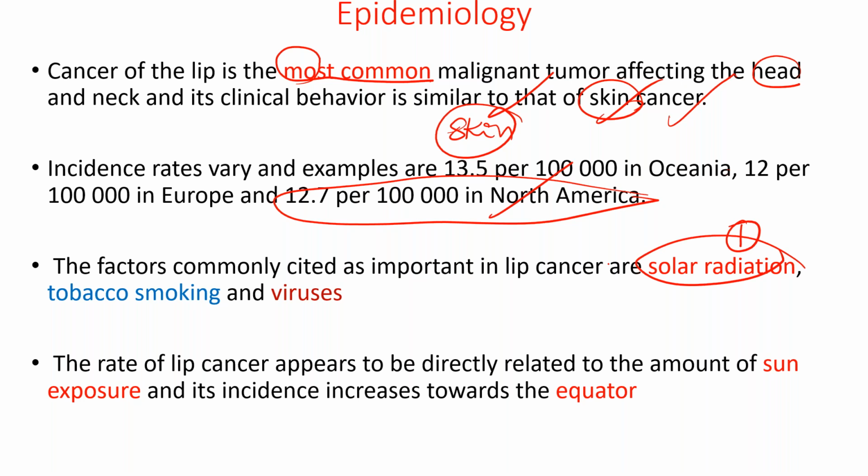Following factors are important. Number 1 is solar radiation. Number 2 is tobacco smoking. Number 3 is viruses. You can keep it in mind: solar radiation, tobacco smoking, and viruses. So exposure to the sun is very important.